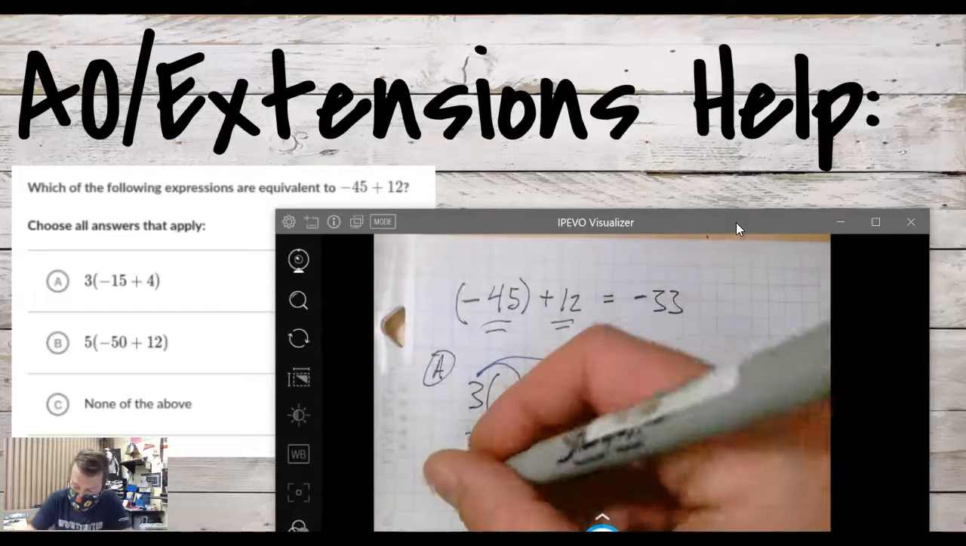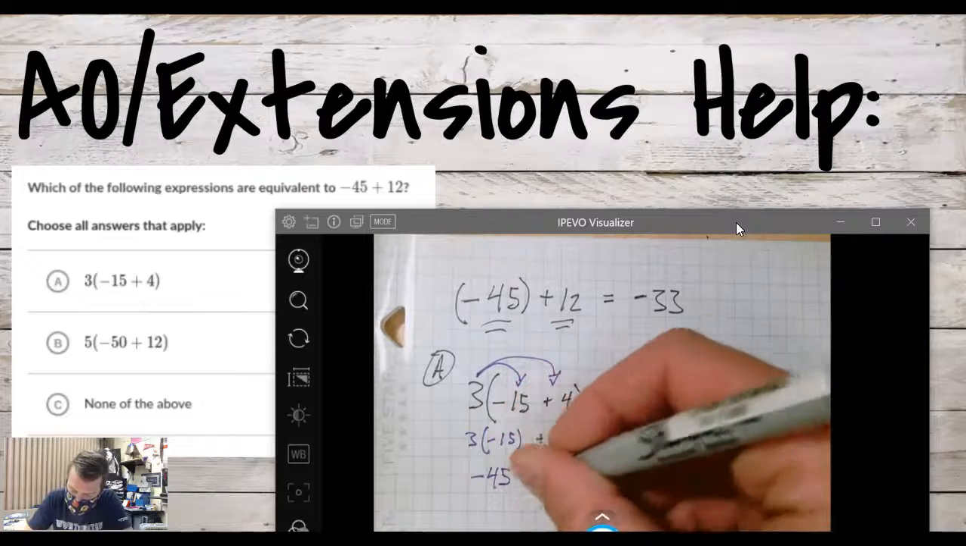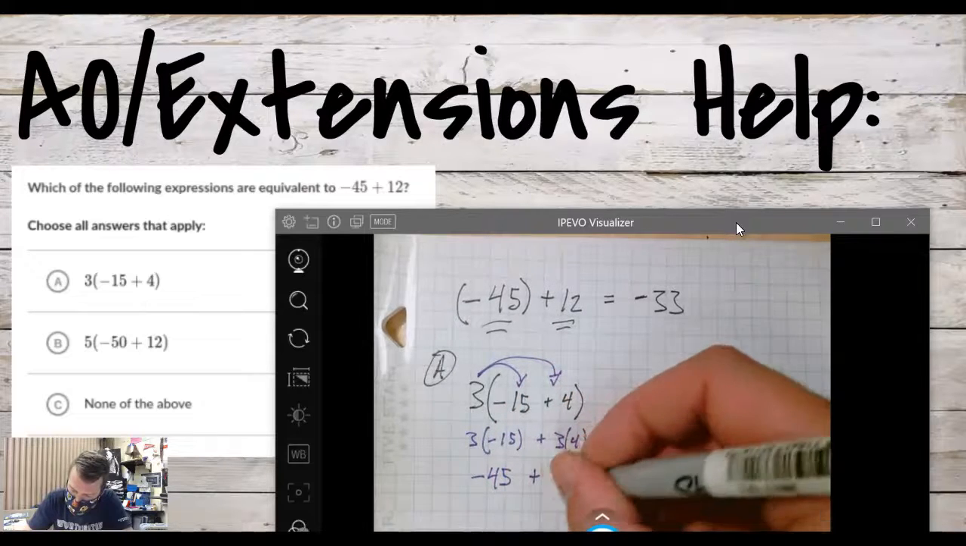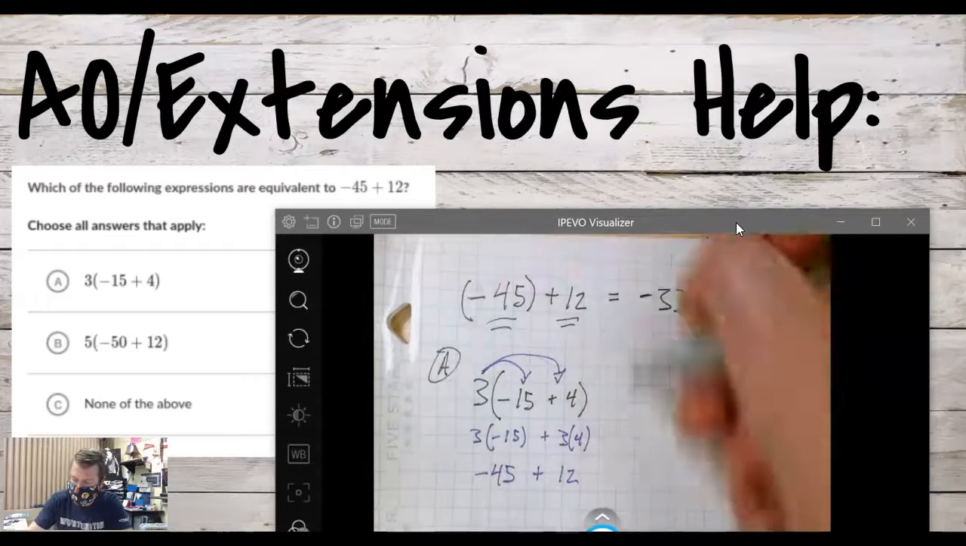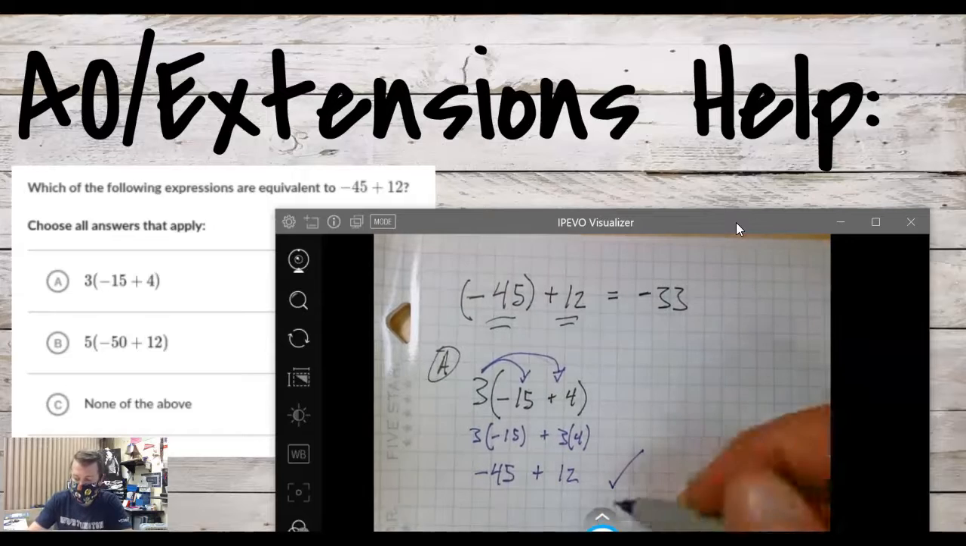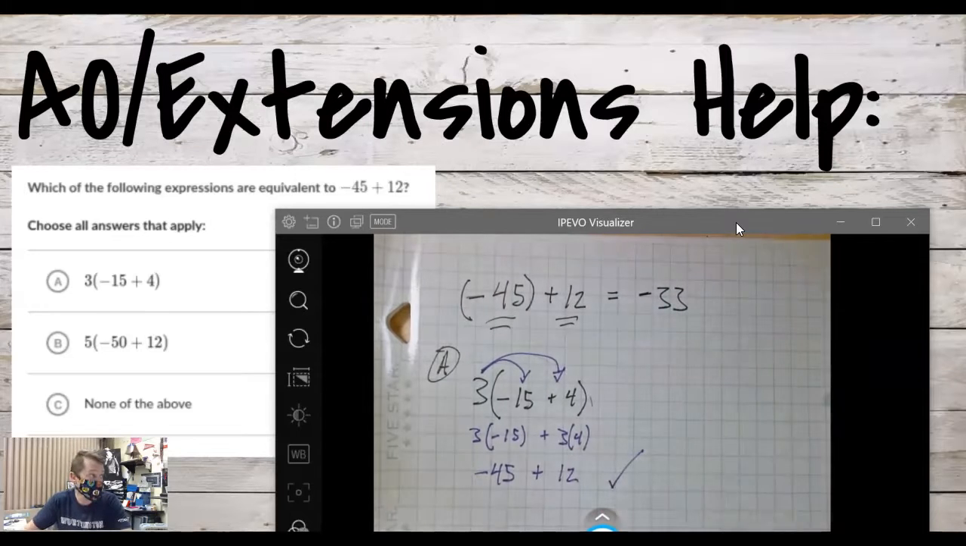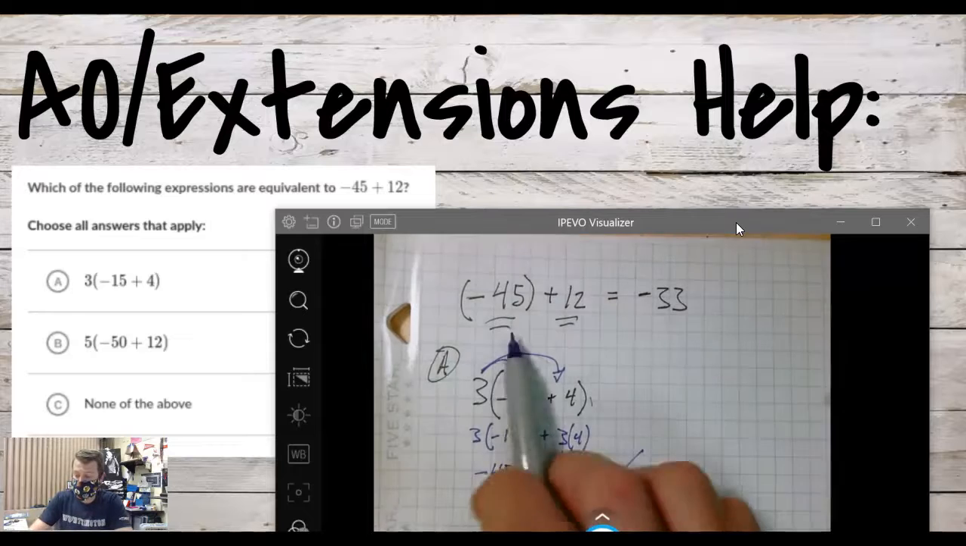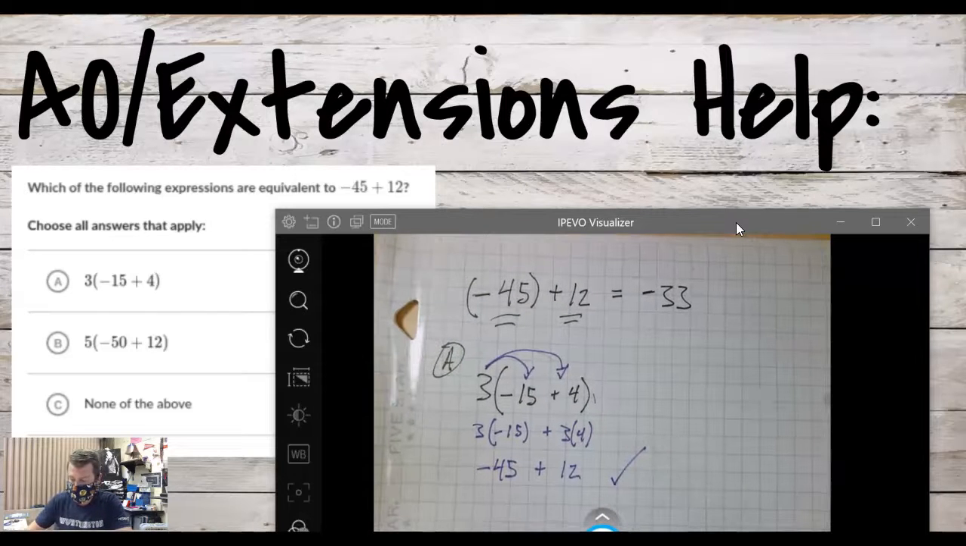That gets me negative 45 plus 12, which is what we had started with. So A is a matching option, because after we distribute, we get negative 45 plus 12. We don't need to solve it, because we already know we got the same answers.